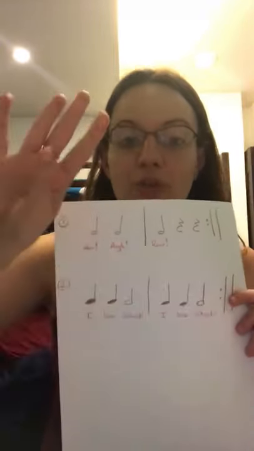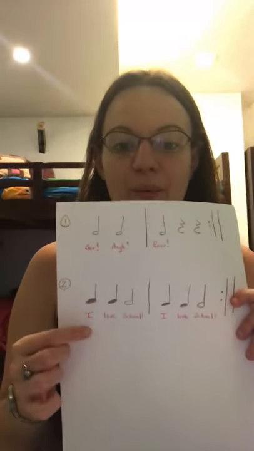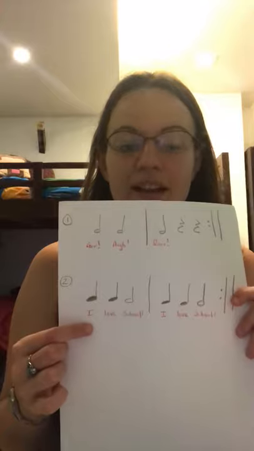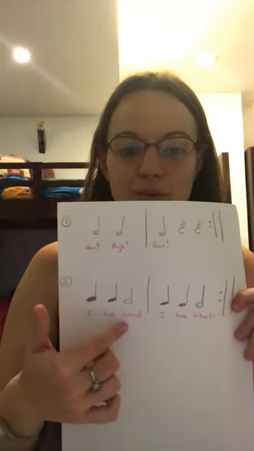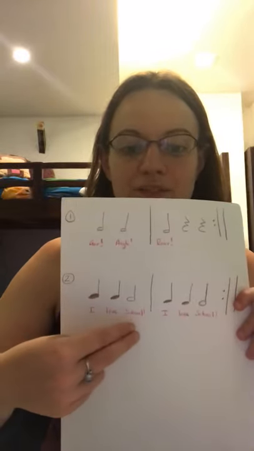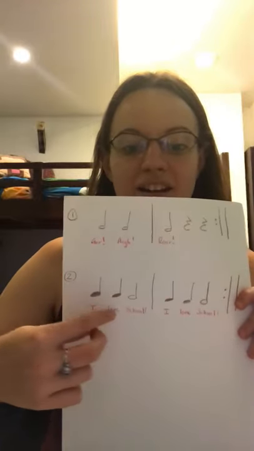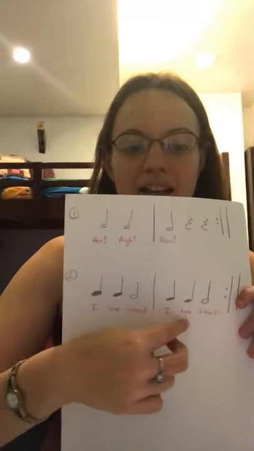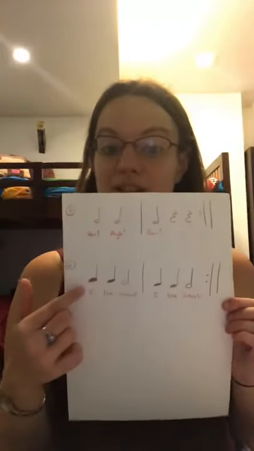We're going to do it three times in a row with our repeat. Are you ready? Here we go. One. And two, and here we go. I love school. I love school. I love school. I love school. Well done. All right, so now we're still gonna use this ostinato, but I'm gonna put my paper down.